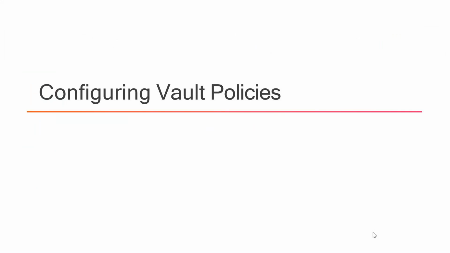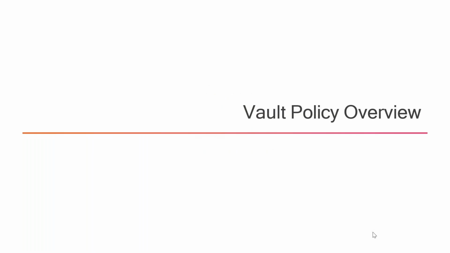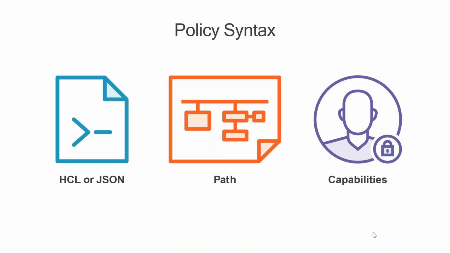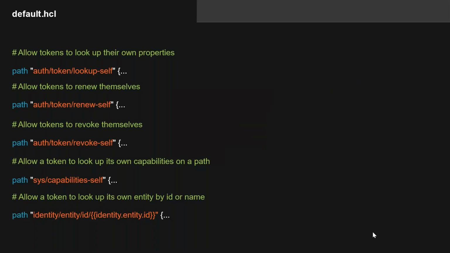Okay, so now we have to configure the Vault policies. Vault policies are something like authorizations. So how do you set the policies? Basically, Vault policies set up the authorizations based on the path. Remember, that is a path.